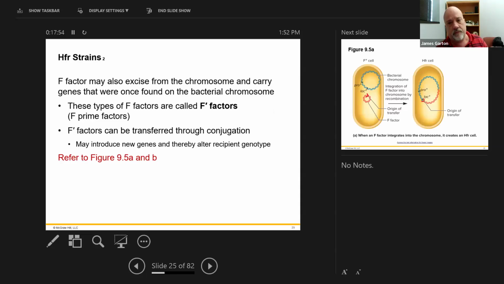And the F factor can excise itself from the chromosome. It can cut itself out and drag with it some of the genes that were once in the bacterial chromosome. And those types of F factors are called F prime factors. And it turns out that F prime factors can be transferred through conjugation, and it can carry new genes along with it and alter the genotype of the recipient cell.